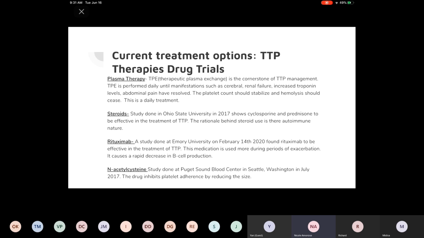And then there was a study done for steroids at Ohio State University in 2017. It shows that cyclosporins and prednisone can be effective in the treatment of TTP. And the rationale behind this is the autoimmune nature of the condition.